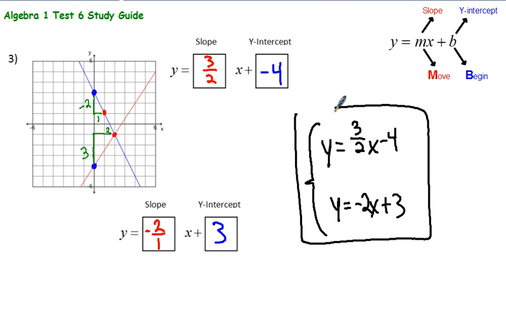Alright, so go ahead and pause now and try to do number 3 on the right side. And like I said, by the time you get to the problem that's on the right side, you should be able to do this on your own. At least that's the idea.